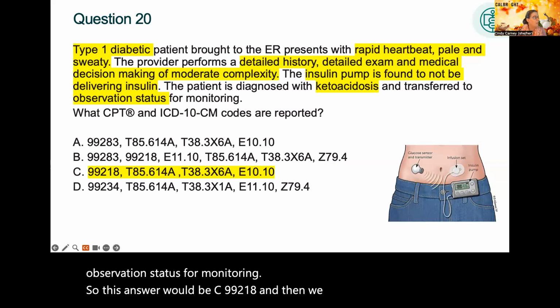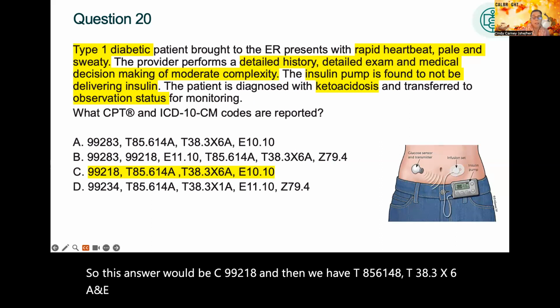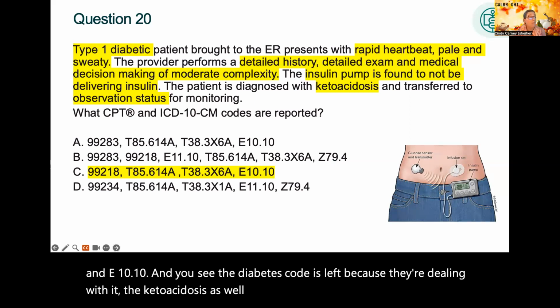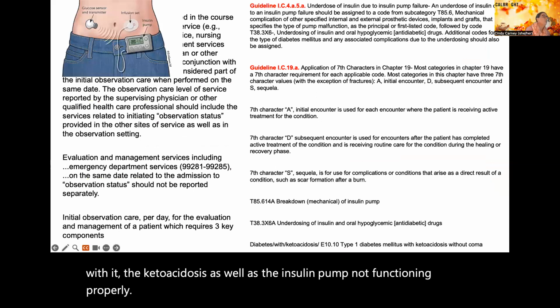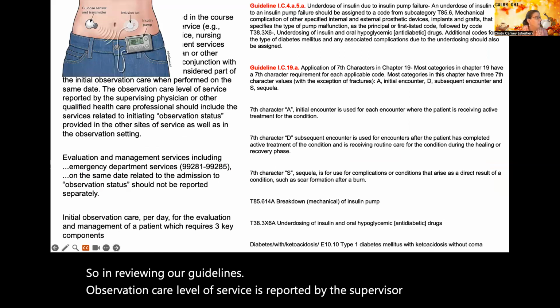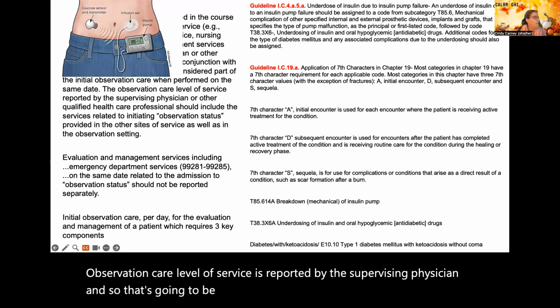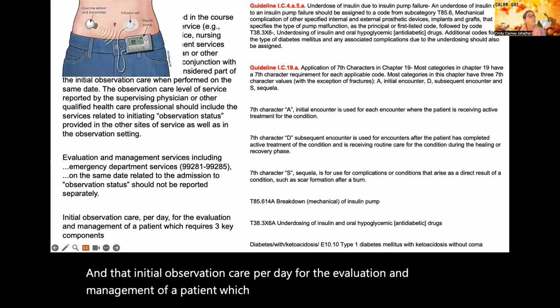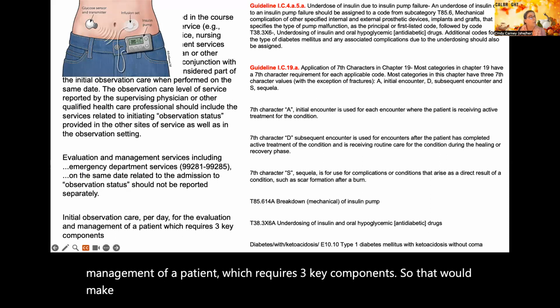And then we have T85.614A, T38.3X6A, and E10.10. And you see the diabetes code is first because they're dealing with the ketoacidosis as well as the insulin pump not functioning properly. So in reviewing our guidelines, observation care level of service is reported by the supervising physician. And so that's going to be our 99218. That's initial observation care per day for the evaluation and management of a patient, which requires 3 key components. So that would make, again, the 99218.